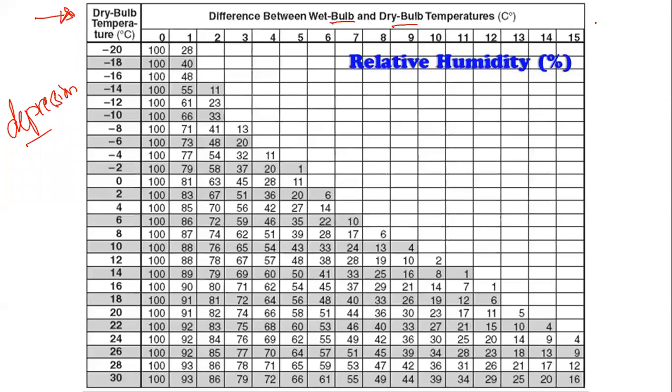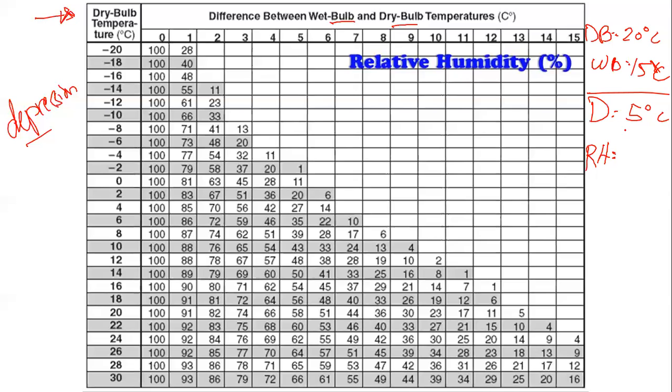So for example, we have the dry bulb of 20 degrees Celsius and the wet bulb reading of 15 degrees Celsius. Okay, so the depression or the difference is 5 degrees Celsius. Okay, because 20 minus 15 is 5. Now we will obtain the relative humidity.